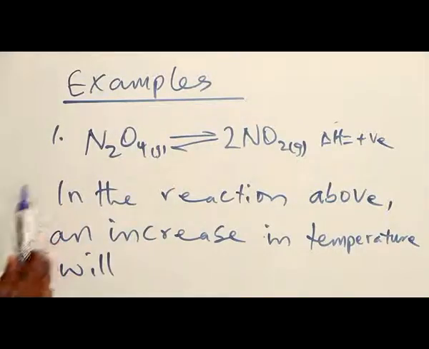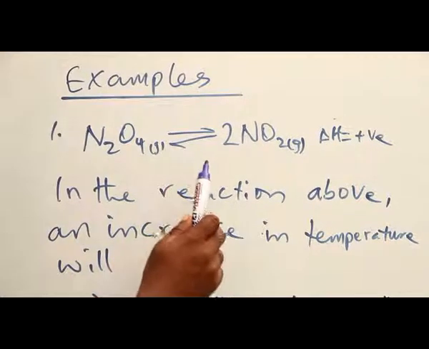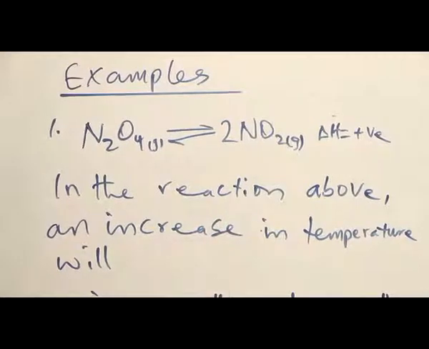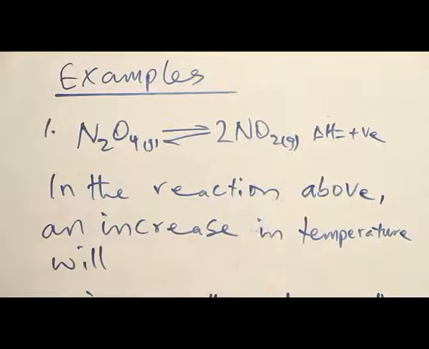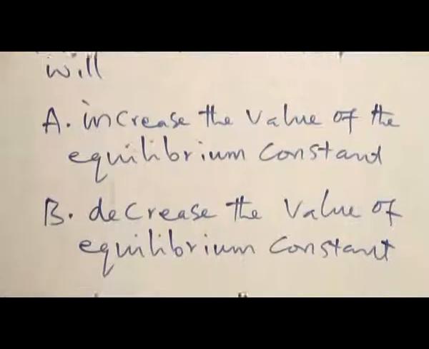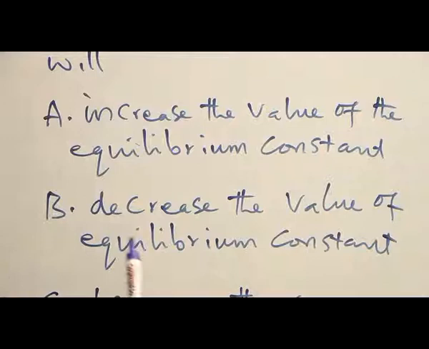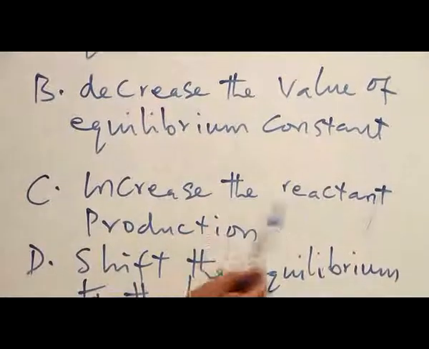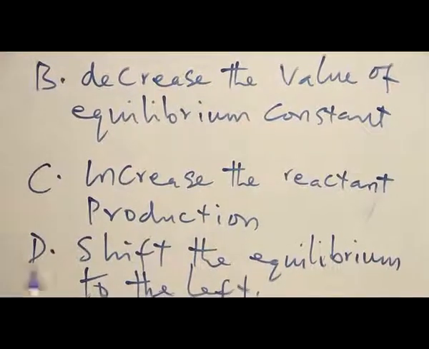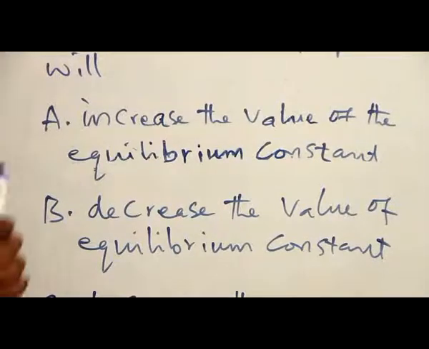Examples. Number 1. N2O4 gas, reversible, going into 2NO2 gas, endothermic reaction. In the reaction above, an increase in temperature will: A, increase the value of the equilibrium constant; B, decrease the value of the equilibrium constant; C, increase the reactant production; D, shift the equilibrium to the left. The correct answer is option A.